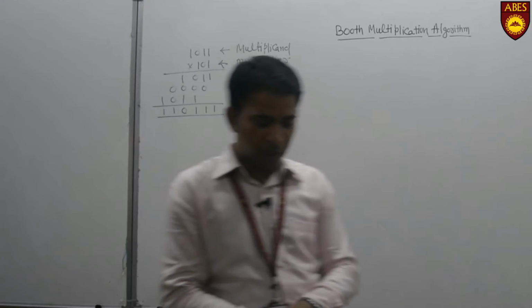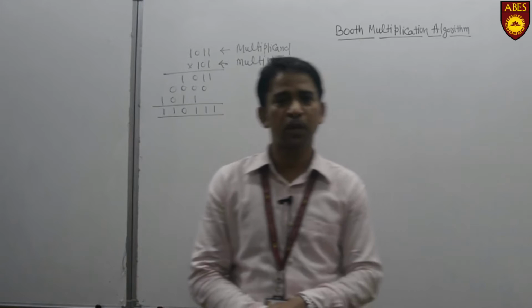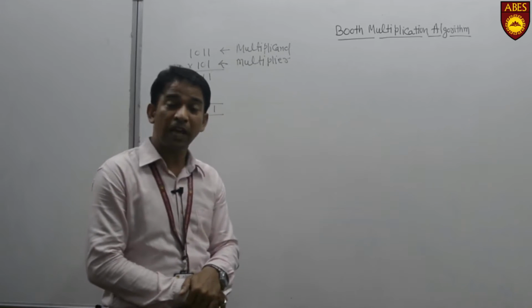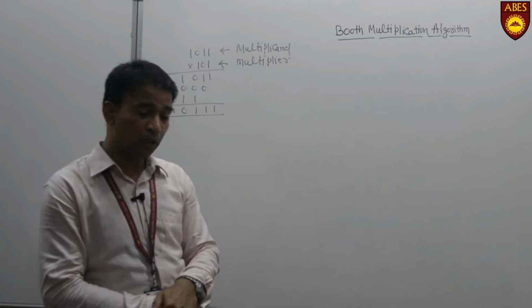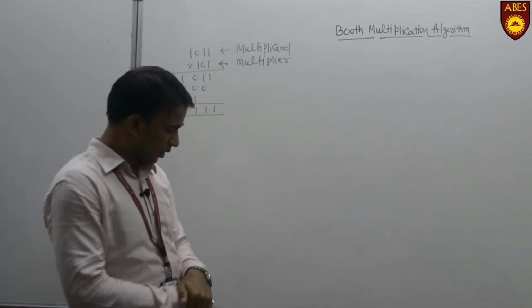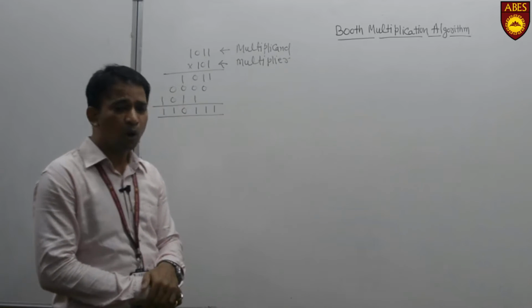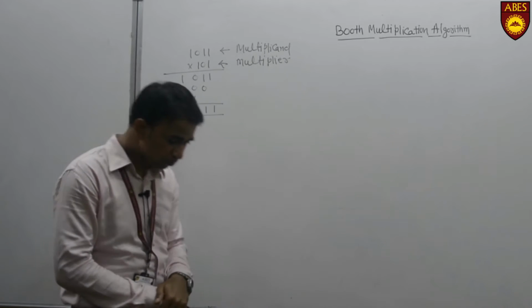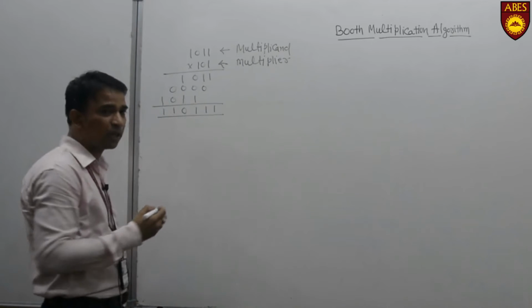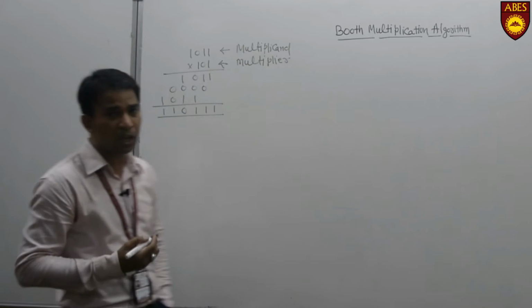Here the Booth multiplication algorithm gives a procedure for multiplying binary numbers in signed 2's complement representation. It operates on the fact that a string of zeros requires no addition, only a shifting operation is required. Now we can discuss the hardware implementation for the Booth multiplication algorithm.